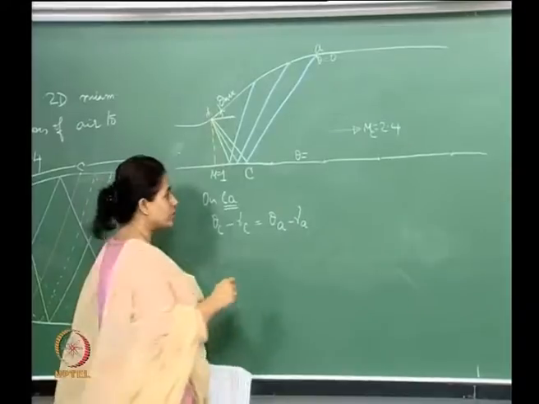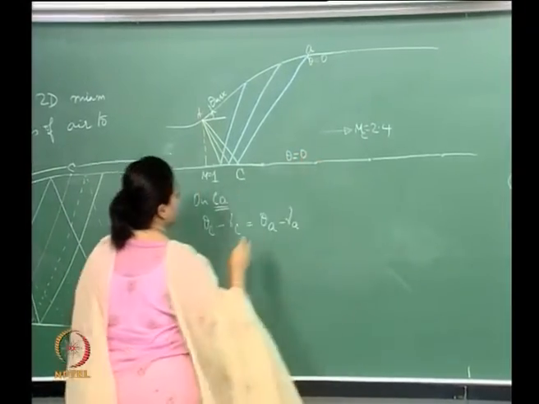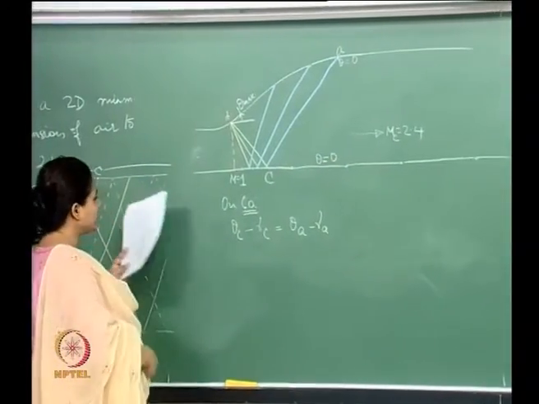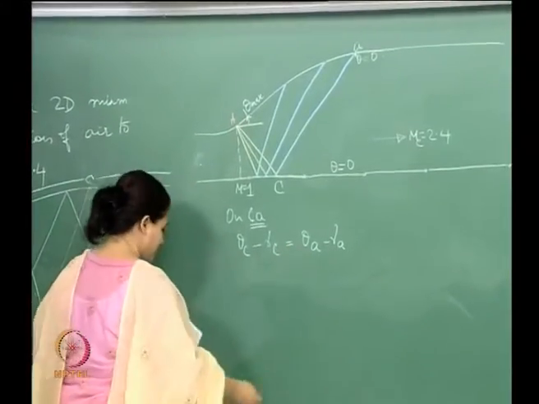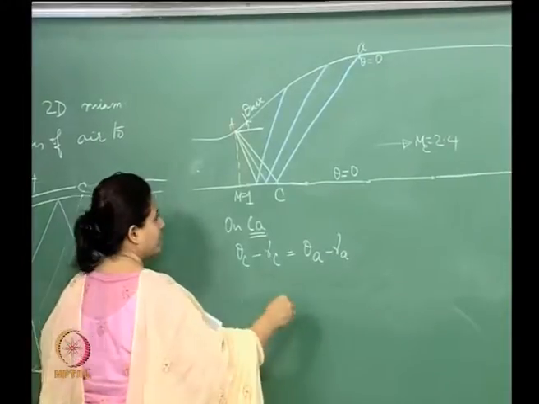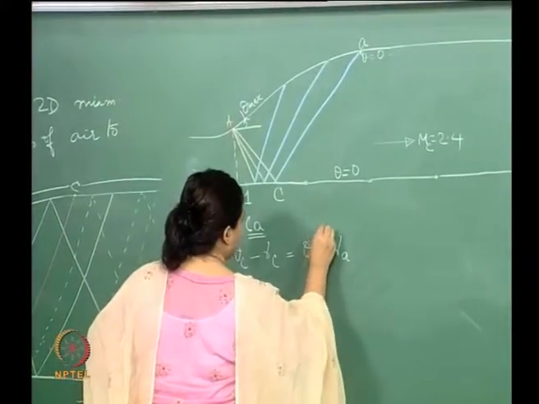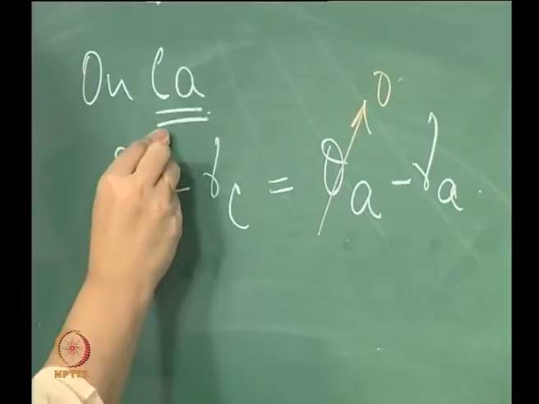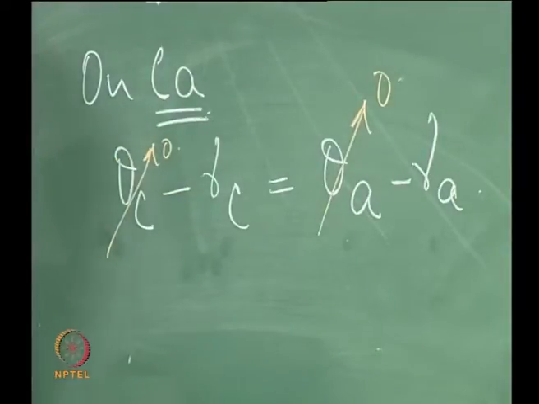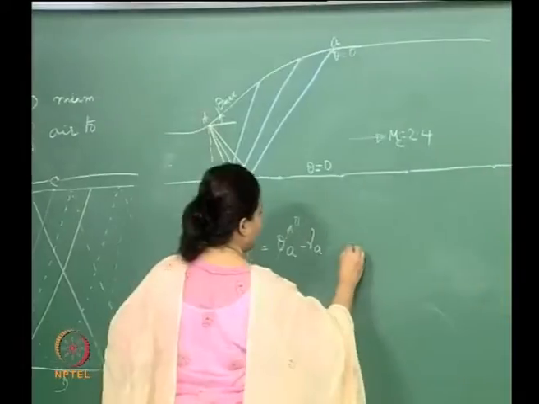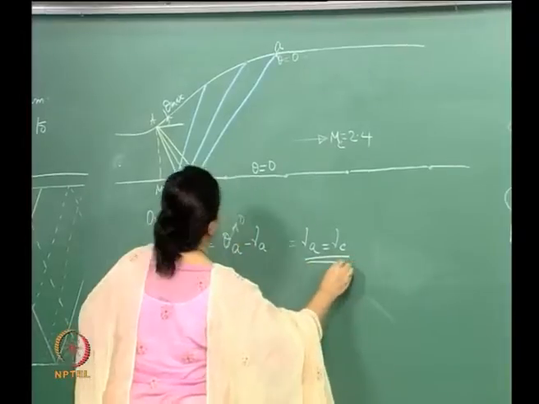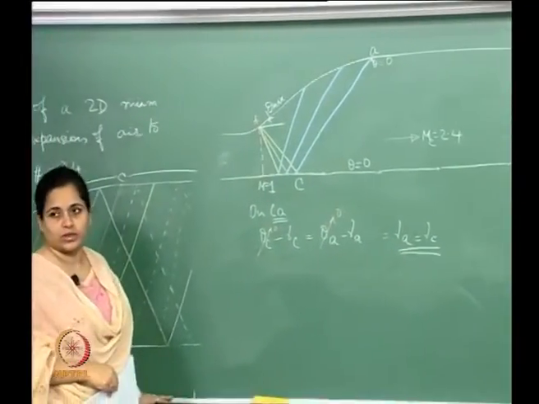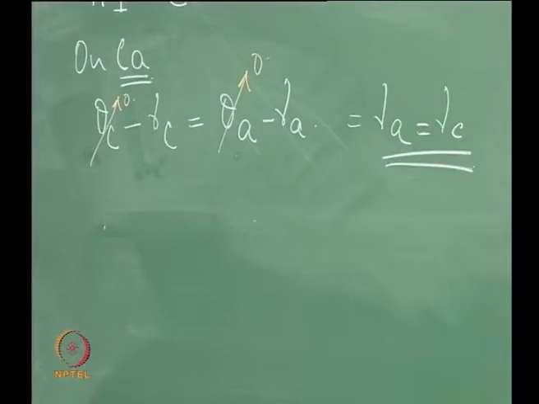Theta over here is also 0, right. Theta over here is also 0. So theta a is also 0. Okay. So theta a is 0 and theta c is also 0. So what we get from here is essentially mu a is equal to mu c, right. We get that.